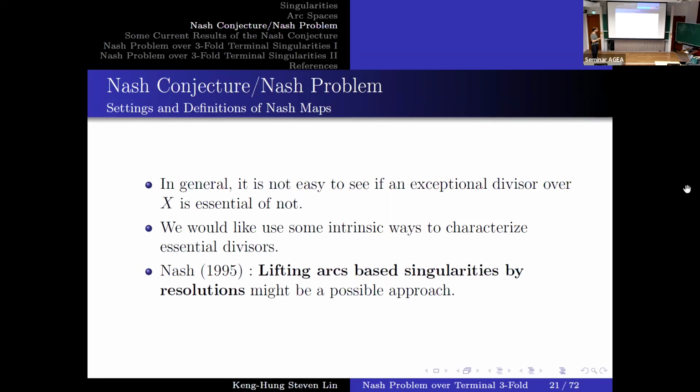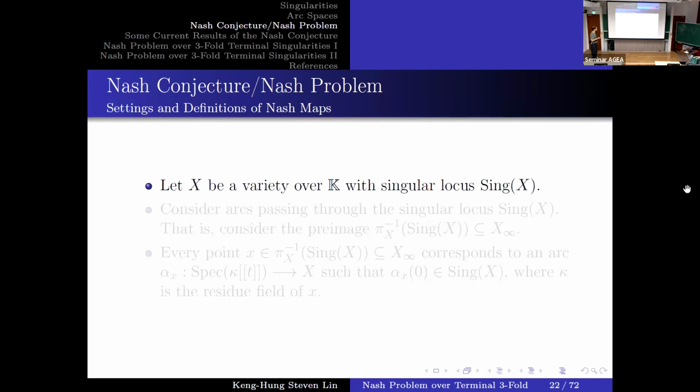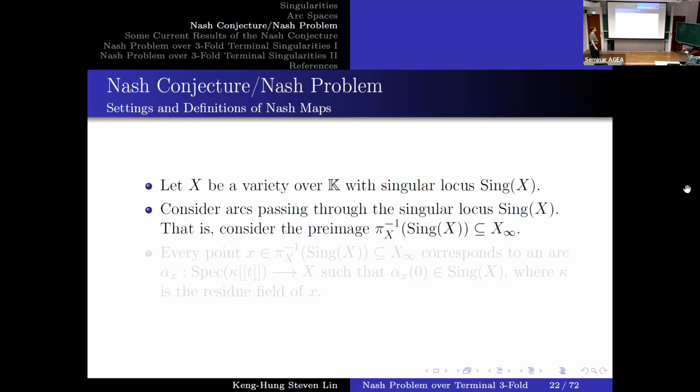Let's try to formalize this idea. Let X be a variety over K with singular locus Sing X. Consider arcs passing through the singular locus Sing X. Right now we have introduced the canonical projection from the arc space to X. So considering arcs passing through Sing X is equivalent to considering the preimage of Sing X in the arc space of X.